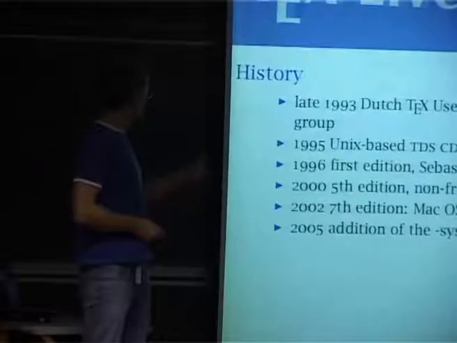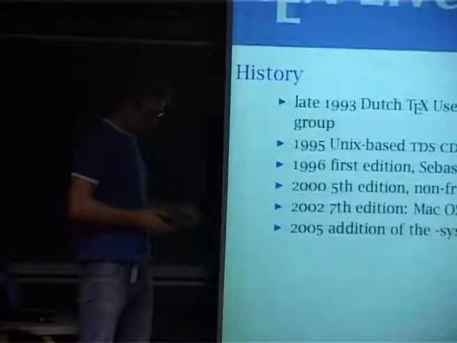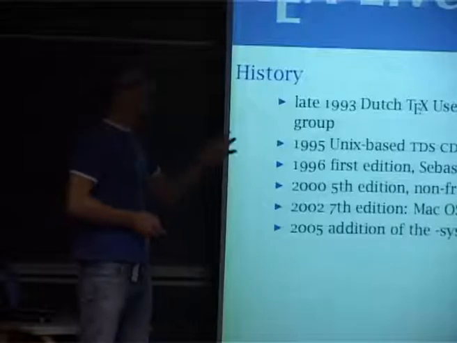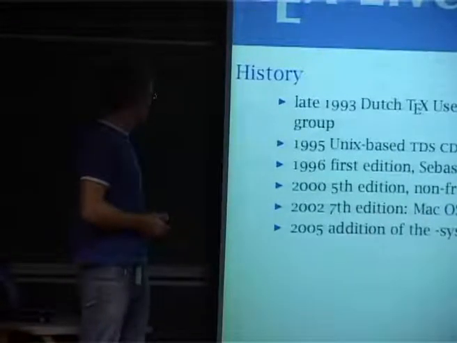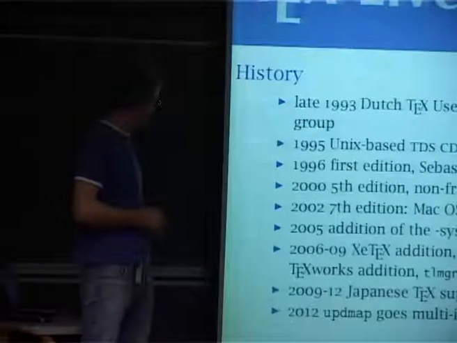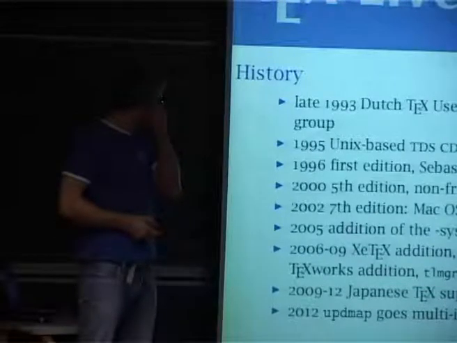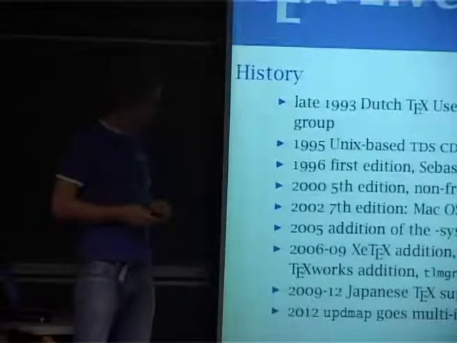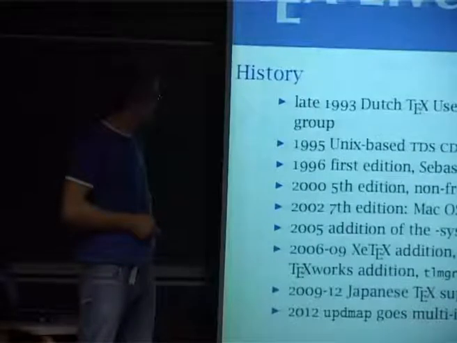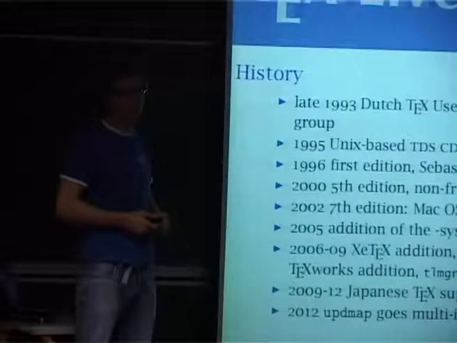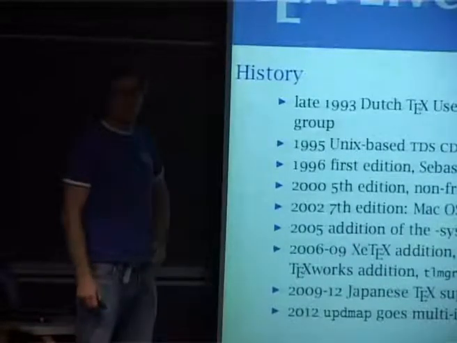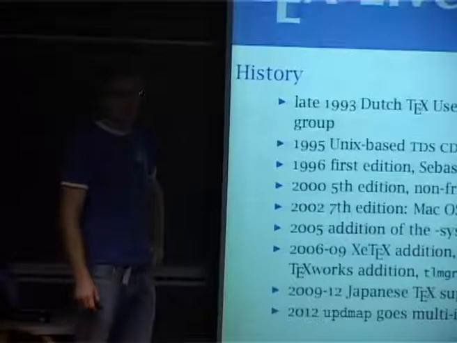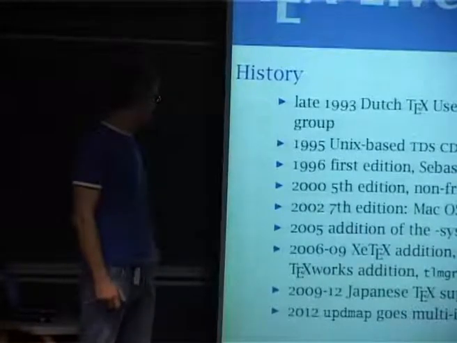The next few steps: in 2005, in 2000 is when all the non-free software was removed. I'll just mention the big steps. In 2002, we added macOS support. 2005, it's not so important. From 2006 to 2009, Karl Berry took over from Sebastian and saw the addition of XeTeX, which is now very common, especially for multilingual typesetting. teTeX stopped being developed, and it took about 10 years that it got phased out of the development.